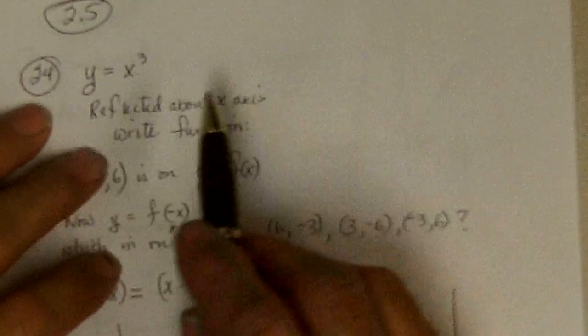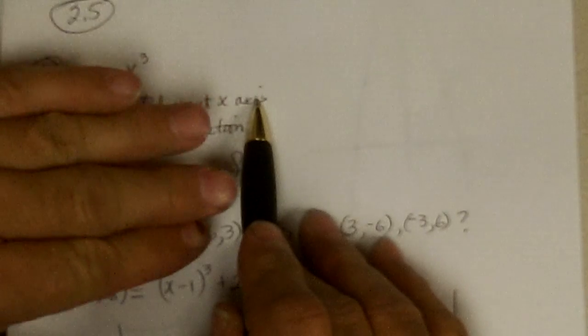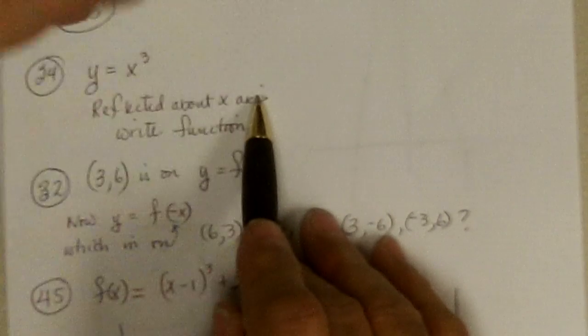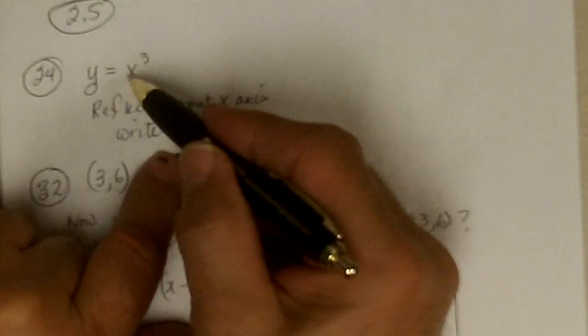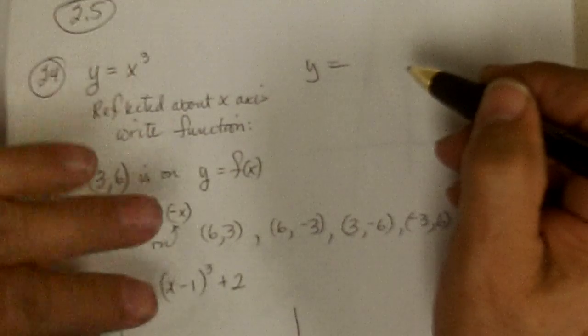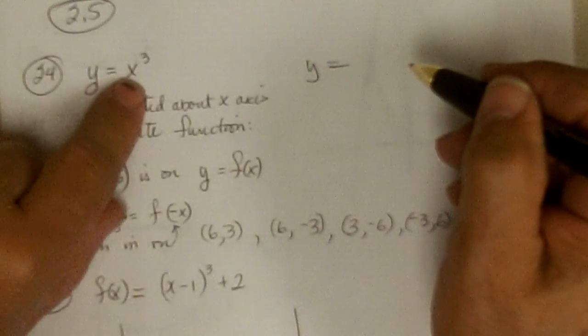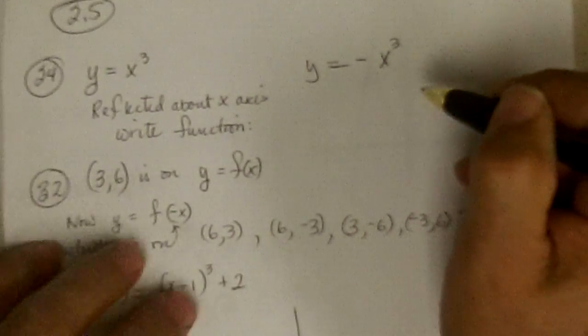2.5, number 24. What happens when we reflect it over the x-axis? That's working vertically, and so it has to be on the outside of this, not inside. And so we get y equals, and if it's a reflection, it's just minus times the thing. And that's what the equation would look like.